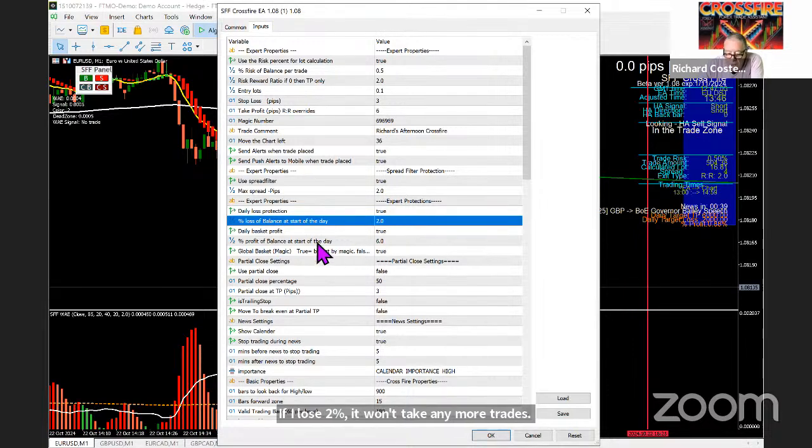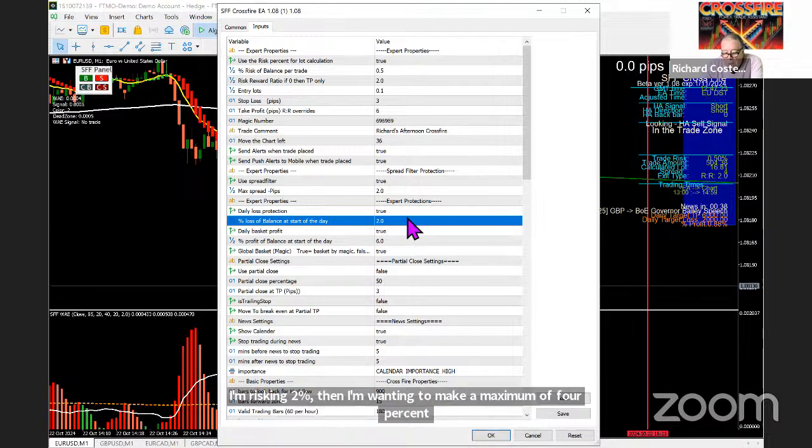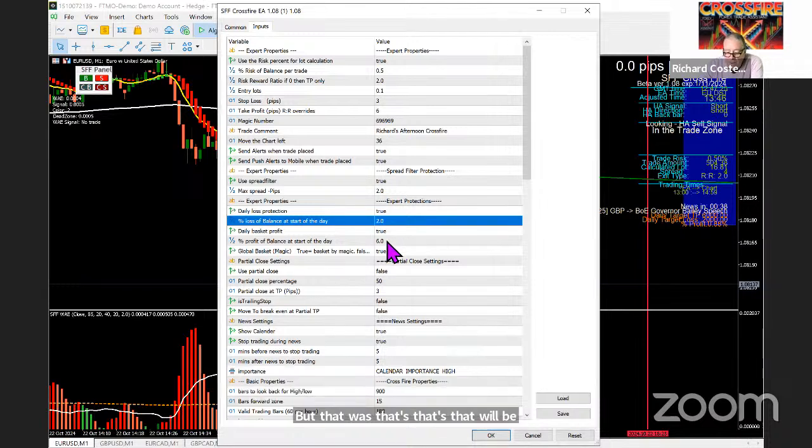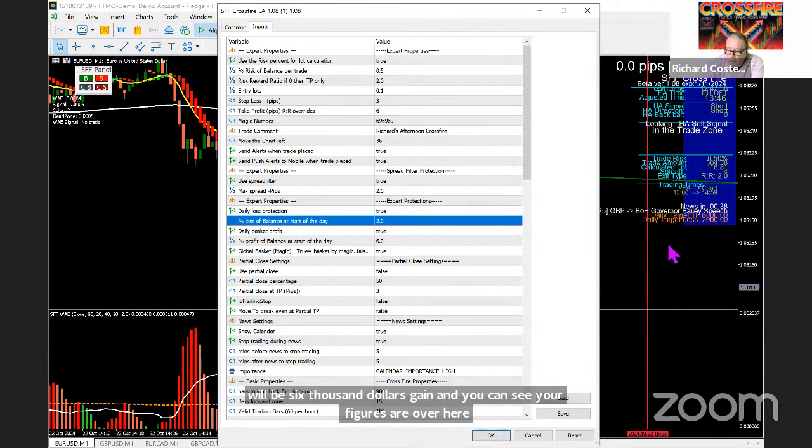And I've got a percentage profit of 6%. In reality, if I'm going for 1 to 2 and I'm risking 2%, then I'm wanting to make a maximum of 4%. But that will be a $2,000 loss, and this will be a $6,000 gain, and you can see those figures over here. When I get to my daily target, it will not take any more trades.